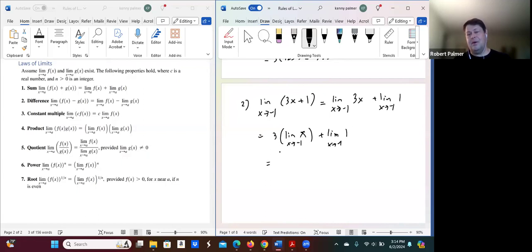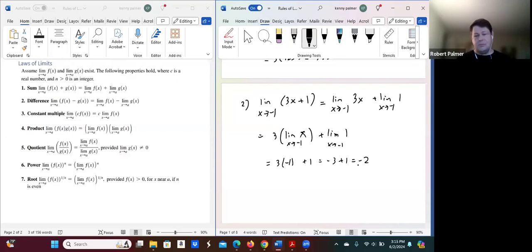Now we know the limit as x goes to -1 of x is just -1, so that's 3 times -1, which is -3. The limit as x goes to -1 of 1 is just 1. So -3 plus 1 is going to be -2. Okay, so you get the idea. Like I said, we're not going to do all of those. We'll work on a couple of those in a moment, again, as an example.